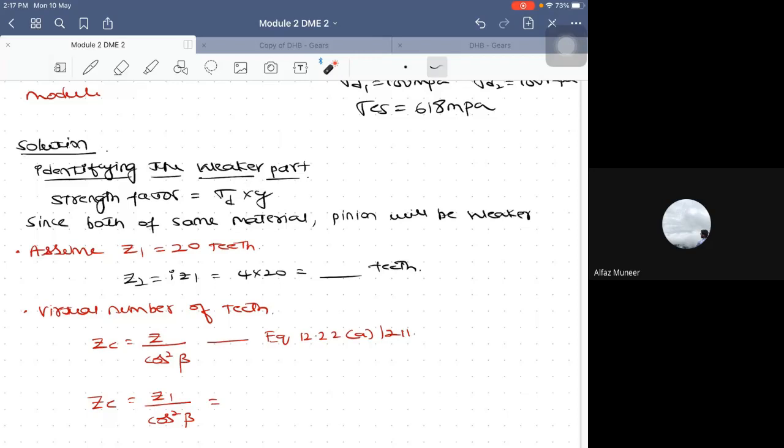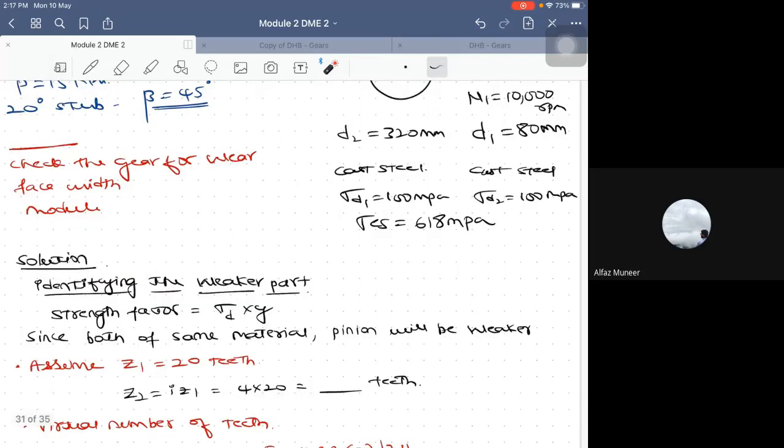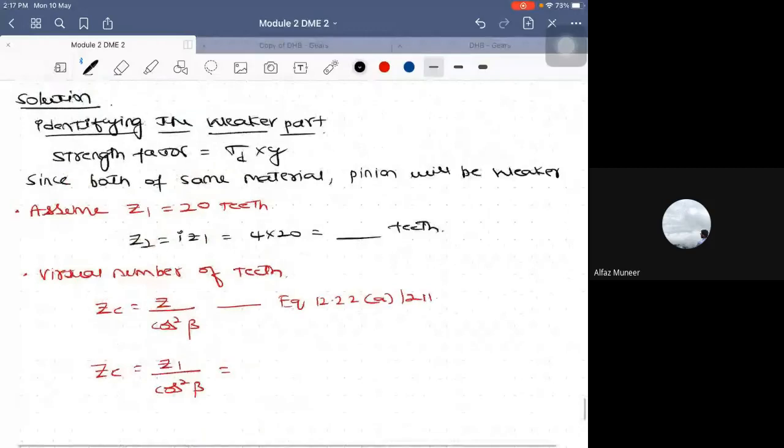Later on, we'll be checking whether the assumed value is right or wrong. Okay. So initially, you take Z1 as 20 teeth. Since the value of i is known to you; if it is not known, you can calculate it from here, where i is equal to D2 by D1, that is 320 divided by 80. So it comes to around 4. Using that value, we can calculate the value of Z2 also, assuming the value of Z1.